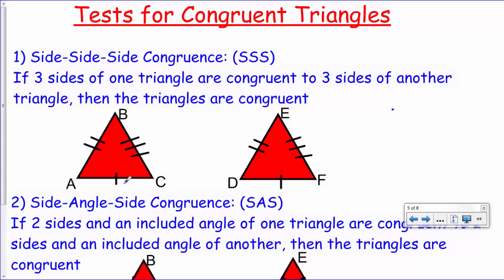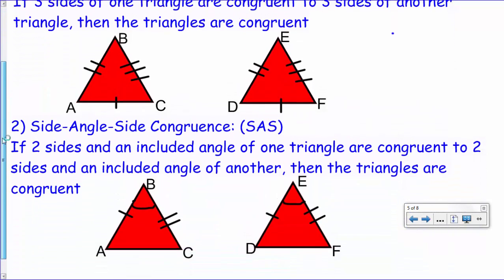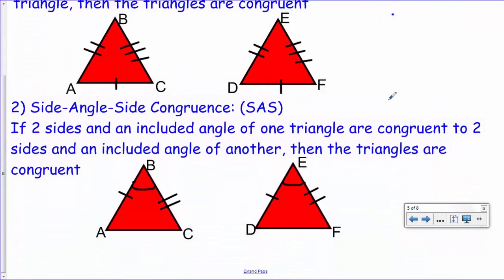Here we can see that the sides are marked congruent. Just having 3 sides congruent will automatically make the triangles congruent. The second test is the side-angle-side congruence test. Our abbreviation is SAS, where the angle is in between the 2 sides. So if 2 sides and an included angle in between the 2 sides of one triangle are congruent to 2 sides and an included angle of another triangle, then the triangles are congruent.